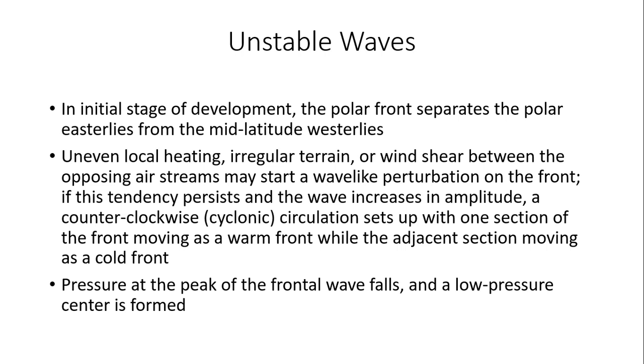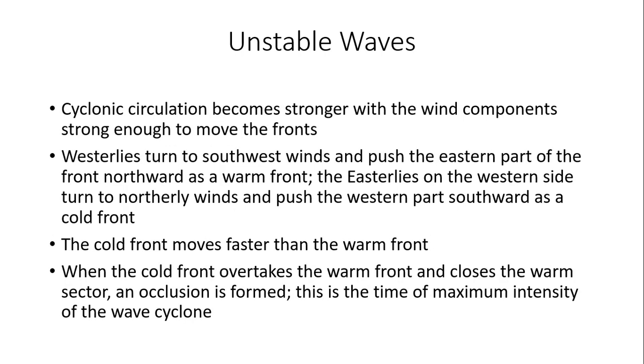And if this tendency persists and the wave increases in amplitude, we get a counterclockwise or cyclonic circulation around that cyclone in the northern hemisphere. This is going to set up with one section of the front moving northeastward as a warm front, while the adjacent section of the front moves southeastward as a cold front. Now, pressure at the peak of the frontal wave is going to fall, and you're going to get this low pressure center or area to form.